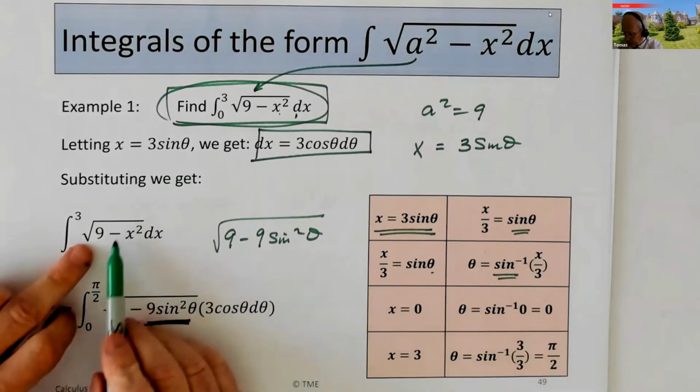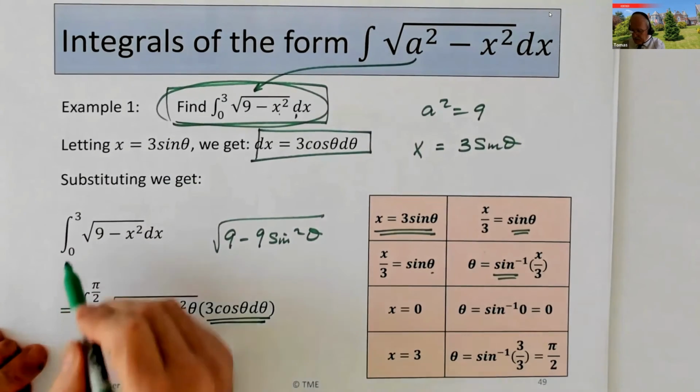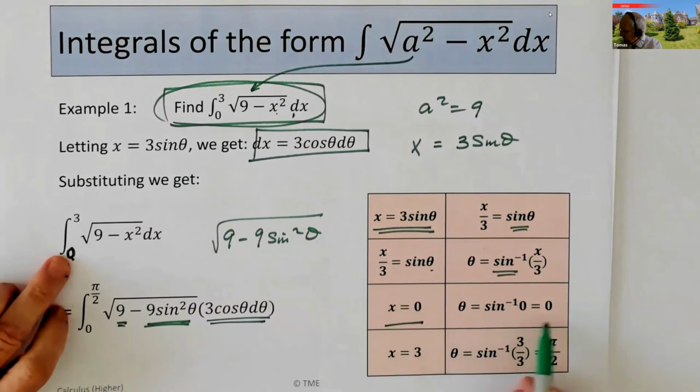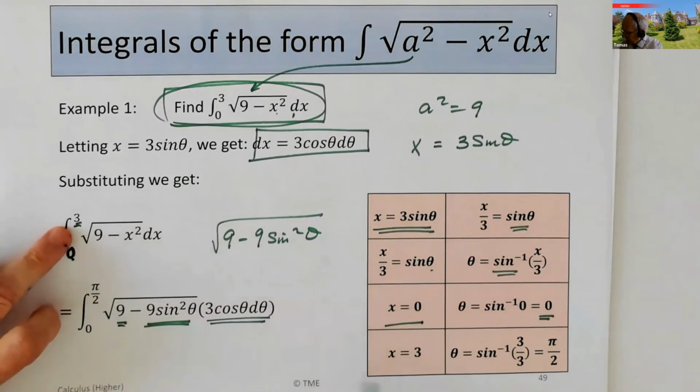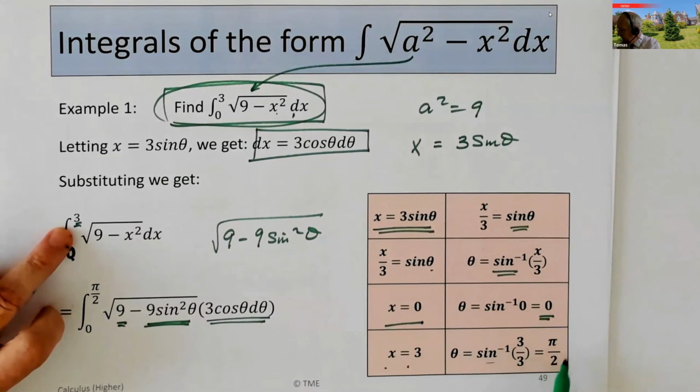So now we put them all in, and it's all of this times 3 cos theta d theta. But we've got to change the limits. When x was 0, theta was 0. We're plugging in the values now. And when x is 3, theta is inverse sine 3 over 3. What's inverse sine 3 over 3? Pi over 2.